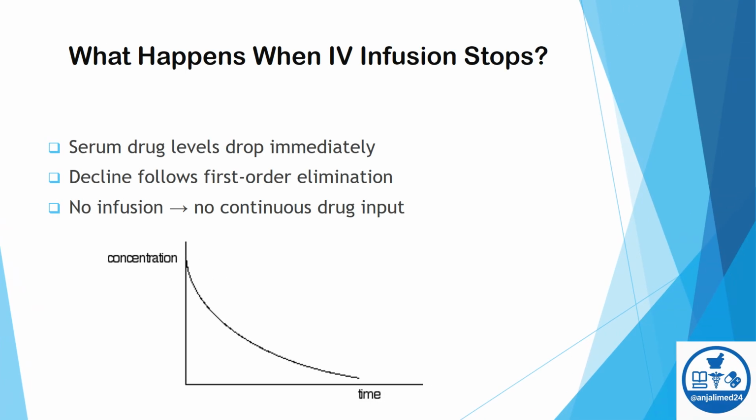What happens when IV infusion stops? When an IV infusion is discontinued, the drug concentration in the bloodstream begins to fall right away, following first-order elimination kinetics. This drop occurs because the constant input from the IV infusion is suddenly removed.